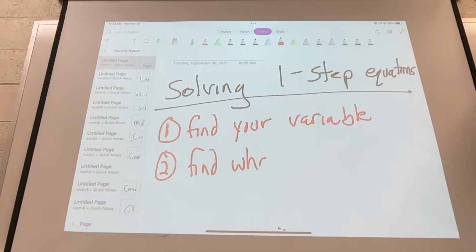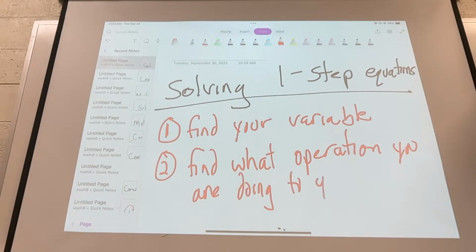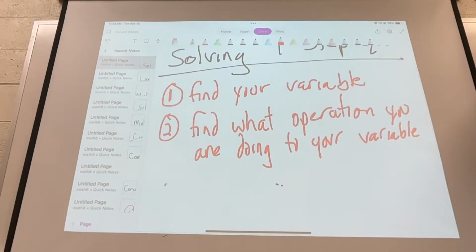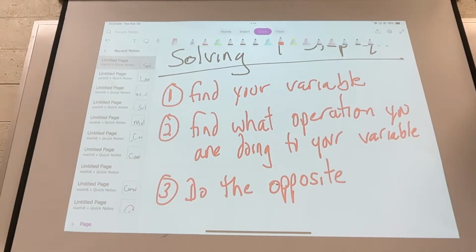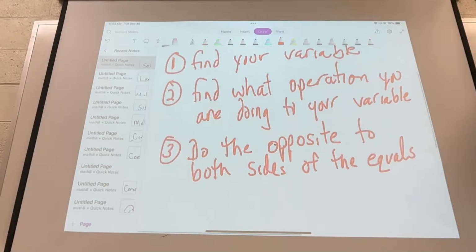find what operation you are doing to your variable, whether it's addition, subtraction, multiplication, division, and then do the opposite to both sides of the equal sign to solve. Okay.